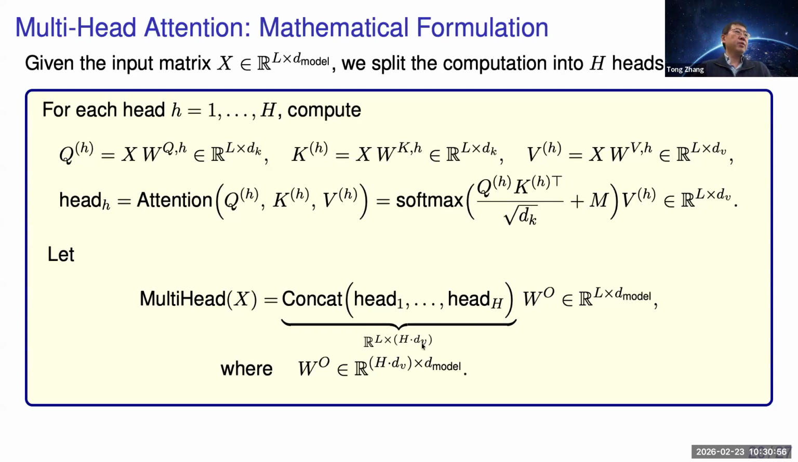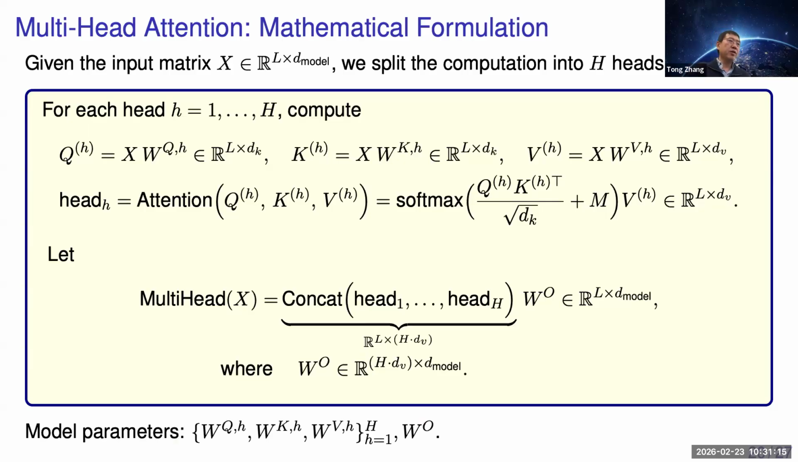So this one becomes H times dV, and WO. What is the shape? It should be H times dV to D model. Actually, in a lot of applications, dV will be D model divided by H. So there, this is like a square matrix, but it's still there. So basically, that's all your model parameters for your multi-head attention.